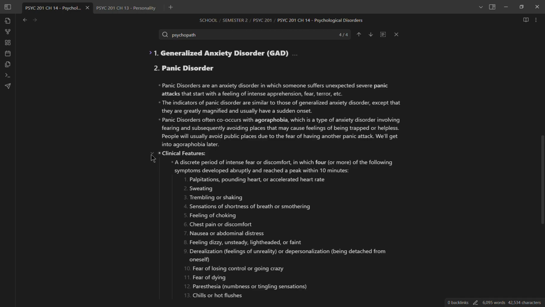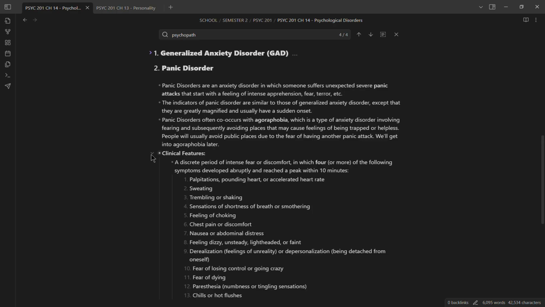Panic disorders are an anxiety disorder in which someone suffers unexpected severe panic attacks that start with a feeling of intense apprehension, fear, terror, whatever it may be. The indicators of panic disorders are similar to those of generalized anxiety disorders, except that they are greatly magnified and usually have a sudden onset, right, because they're more due to fear.